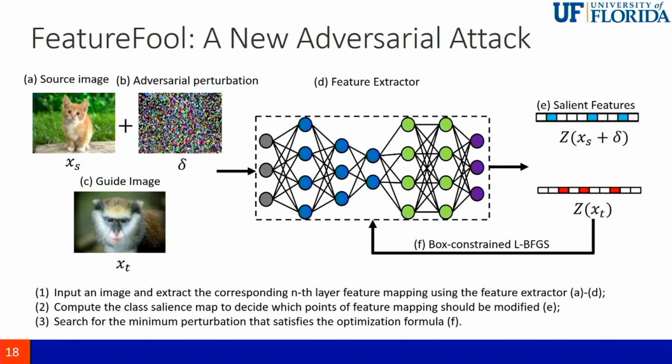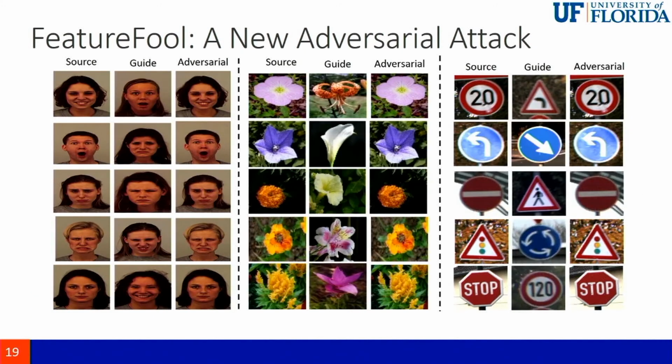And then we optimize the perturbation and do the optimization again, and do this loop from feature extraction to salient feature and to the box constrained BFGS optimization. So this is the process. Eventually, we would generate a set of data for training.